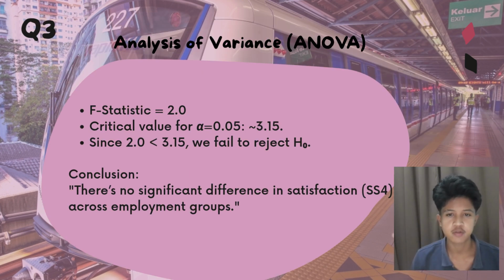And now we're moving on to analysis of variance, or ANOVA. We got our F statistic at 2.0 and our critical value at 3.15. Since our F statistic is smaller than the critical value, we fail to reject the H0. So the conclusion is there is no significant difference in satisfaction across employment groups. Basically, all groups have the same average satisfaction.